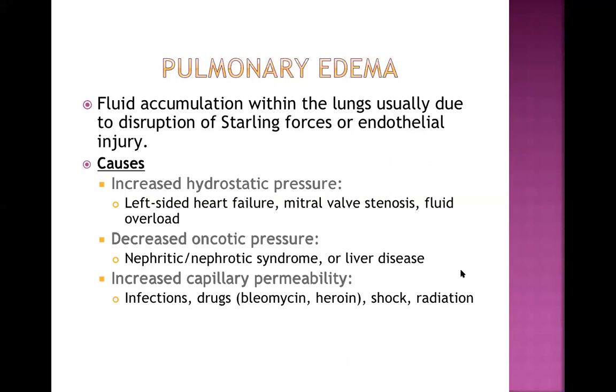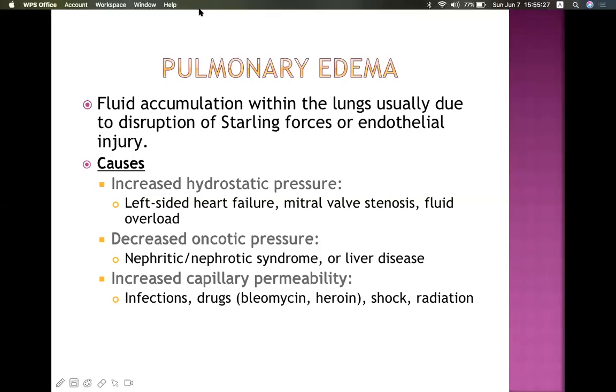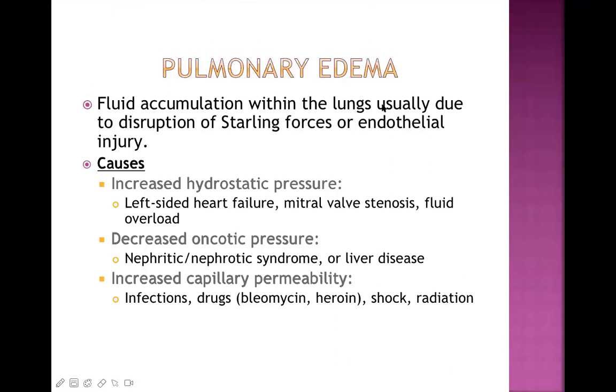Another very important cause of decreased oncotic pressure is liver disease, because the liver is the organ which synthesizes albumin. So if there is chronic liver disease like cirrhosis of the liver, then definitely there will be decreased oncotic pressure.